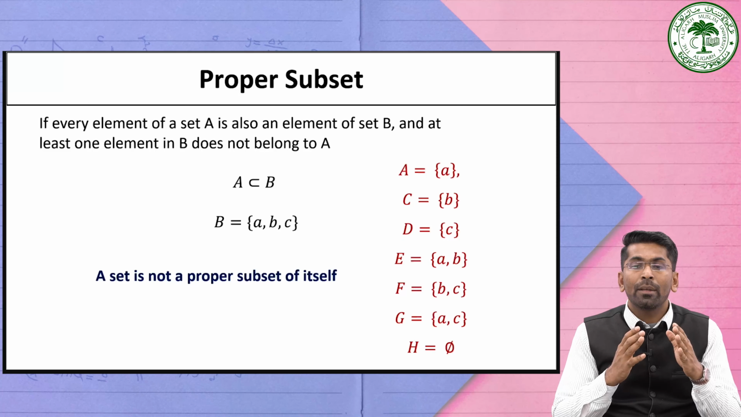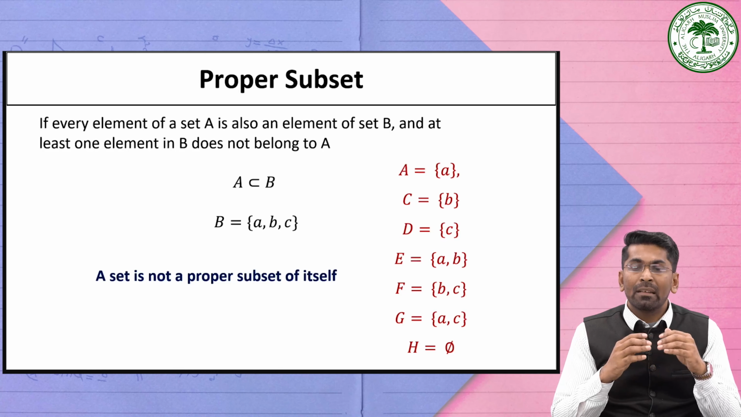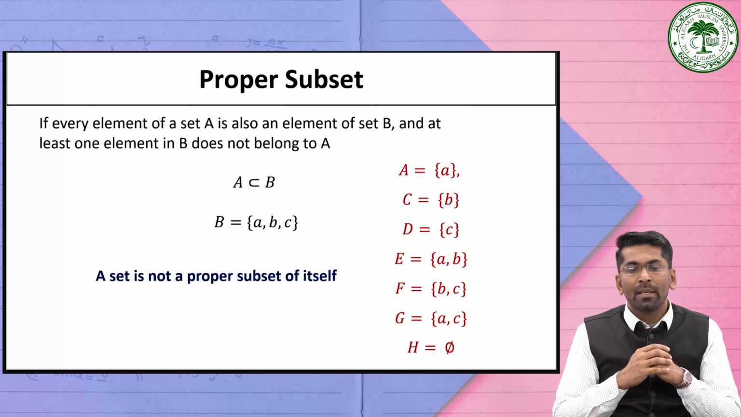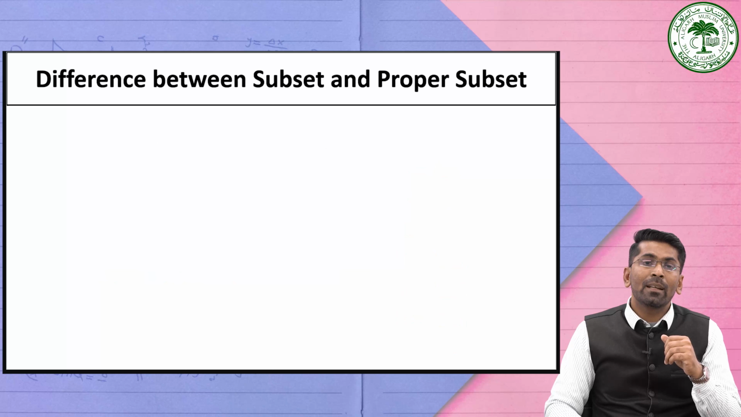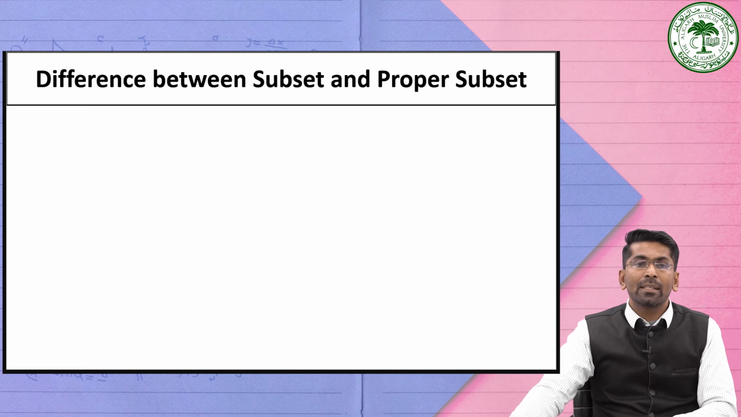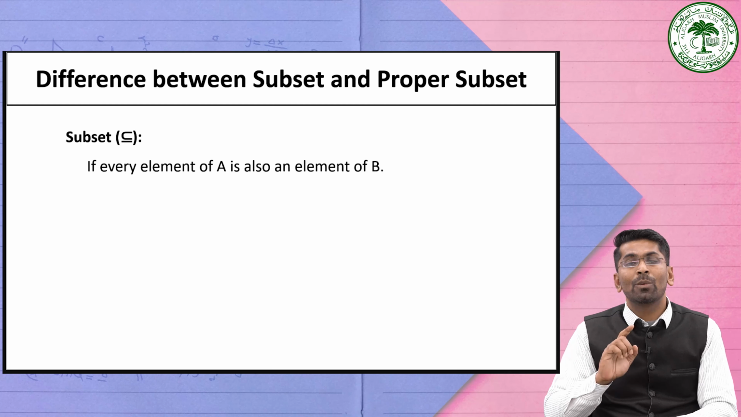I hope you understood the difference between the concepts of subset and proper subset, which are related to the inclusion of elements in the set. Let me clarify again the various differences between set, subset and proper subset. In the case of a subset, a set A is considered a subset of B if every element of A is also an element of B.